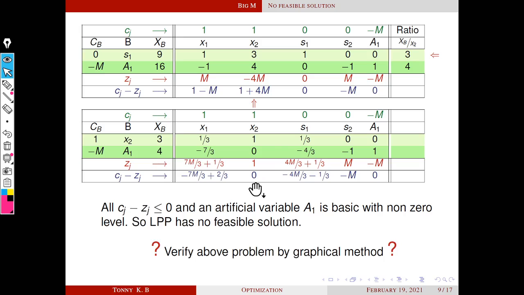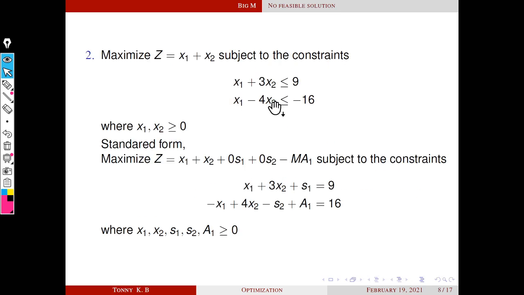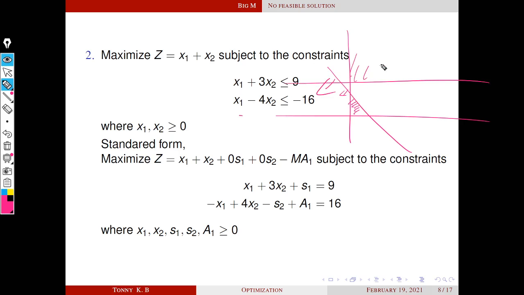Got it. You can also verify this problem using the graphical method. Try it. You just plot these constraints on paper. Then you can observe that this problem has no feasible solution. That means there is no common region in the first quadrant. First quadrant means x1 and x2 are positive. For example, suppose one straight line is like this, and suppose another straight line is like this.